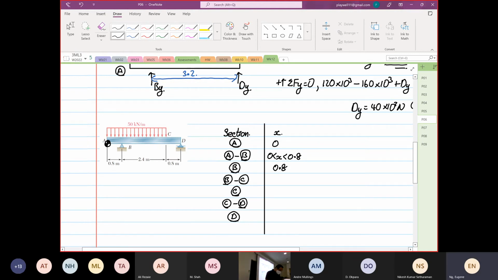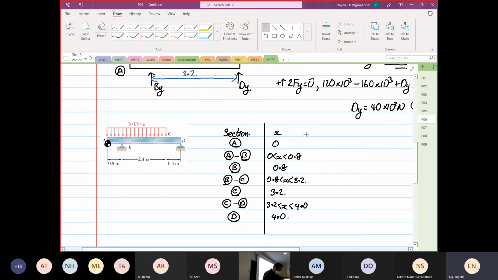B to C is 0.8 to 3.2, because 0.8 plus 2.4. And then at point C is 3.2. And then C to D is 3.2 to 4.0, and at D is 4.0. So how many equations are we going to form, and how many of them are constant?